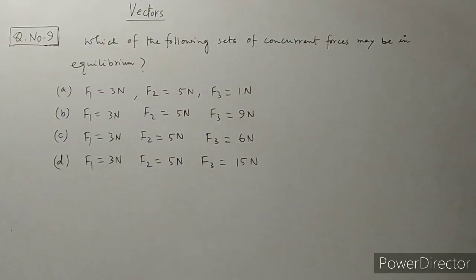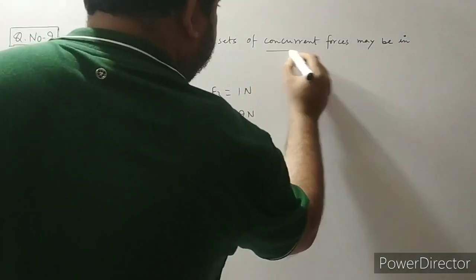So in question number 9, it is given: which of the following sets of concurrent forces may be in equilibrium? Four options are given. F1 is 3, F2 is 5, F3 is 1, like this. So first of all you have to know what concurrent forces are.